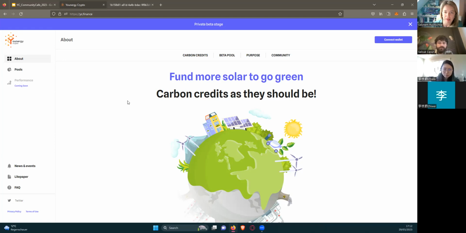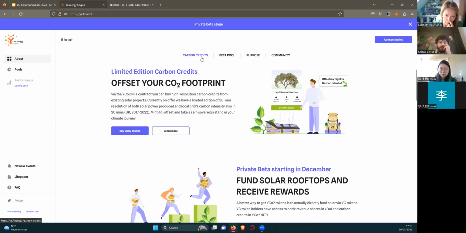And the power purchase agreements are long-term. Unergy shares 50% of the solar revenues with the community through the YC token, and also the carbon value. So this carbon value is imbued in the YCO2 non-fungible tokens called carbon credits. They basically certify how much CO2 was avoided by replacing directly dirty or gray grid power by solar power production.